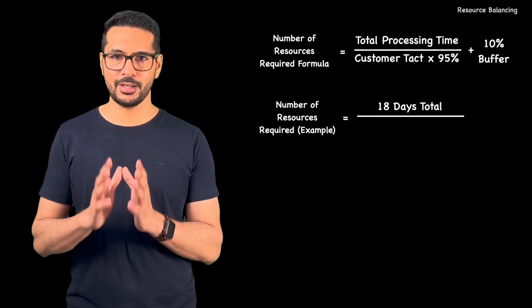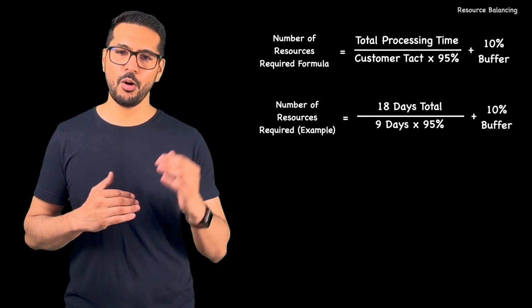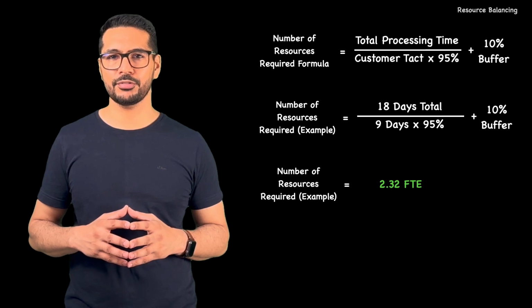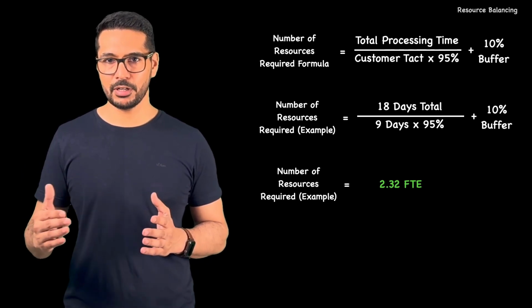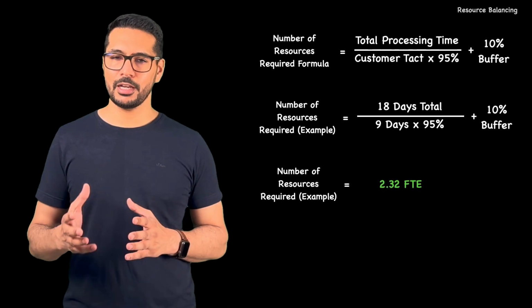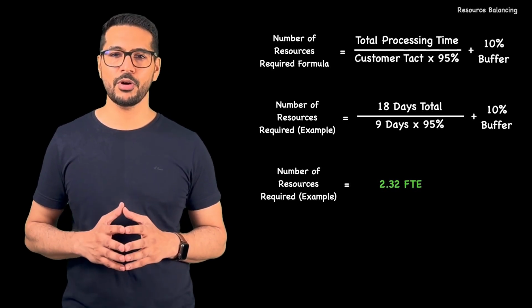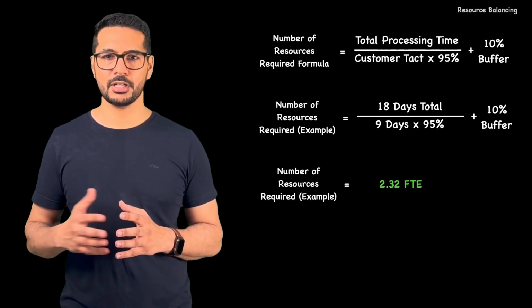So this is the formula, and filling the values in this formula from the previous example, we divide the 18 days required to perform all the tasks in this area by 9 days of customer takt time. Every 9 days we have to deliver one task, multiplied by 95% plus 10% buffer. This gives us 2.32 FTE, full-time equivalent, or staff members.